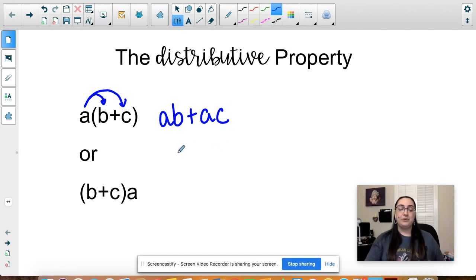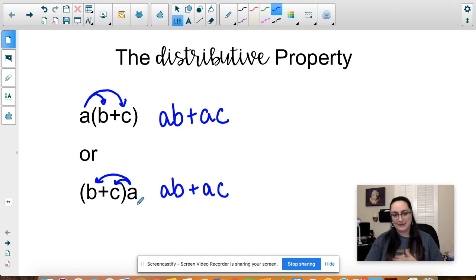Now you could also have the example where A is behind the parentheses, so you would still do the same steps, distribute the A into each term. So A times B is AB, and A times positive C is positive AC. You notice that we still end up with the same result. So it's okay if the term is in front of the parentheses, it's also okay if it's in the back of the parentheses. Now we're going to look at some examples.